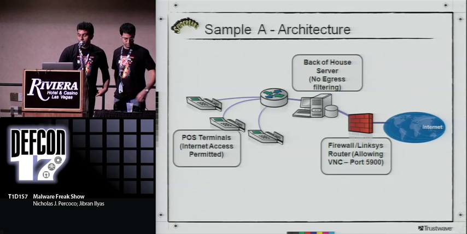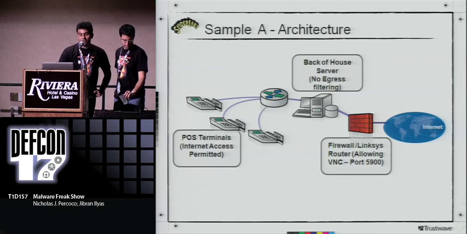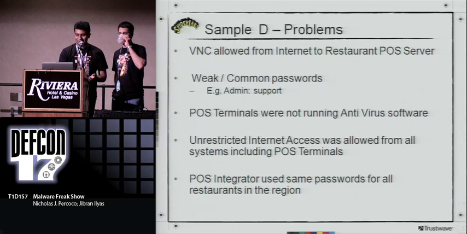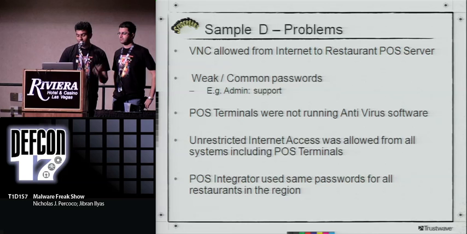Similar thing, no egress filtering, no outbound filtering on the back of house server, and the point-of-sale terminals with full internet access allowed. So the problems in here were, obviously VNC was allowed from outside, which is a big no-no. The systems had weak passwords. Actually, for 18 of those restaurants in Michigan, the integrator was using the same password. And the credentials were basically admin and support. Pretty simple. The point-of-sale terminals were not running antivirus software. There was unrestricted internet access and basically the same passwords for all the systems in the region.